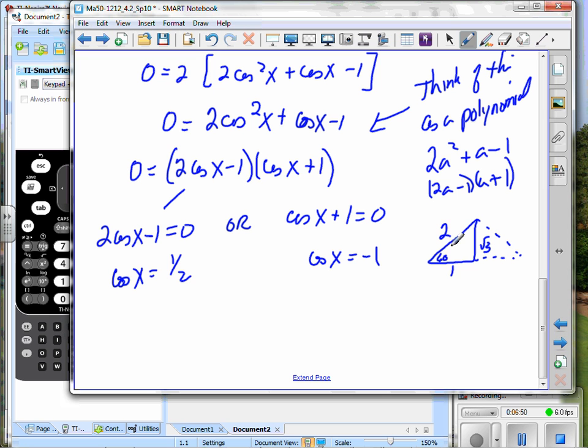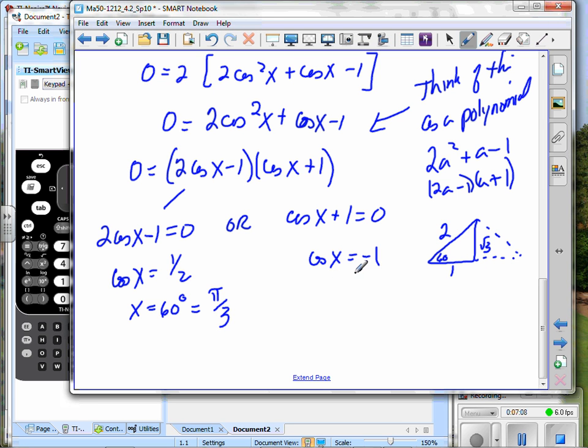So if I want the cosine, and the cosine is 1/2, it must be the cosine of 60 degrees. So x would have to be 60 degrees. What is that in radian measure? I divide by 3. Okay.